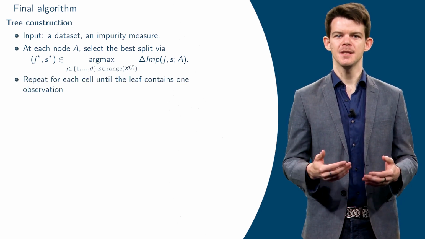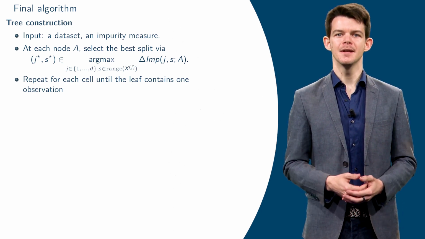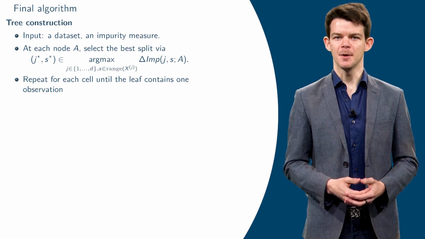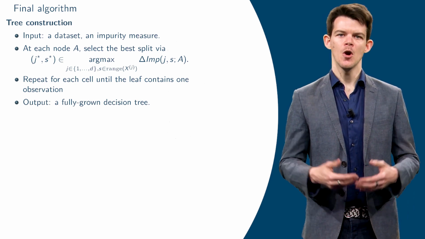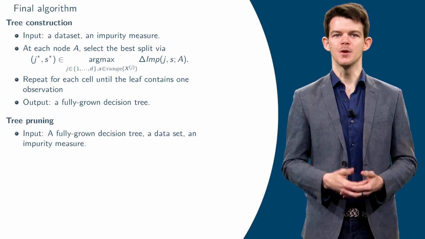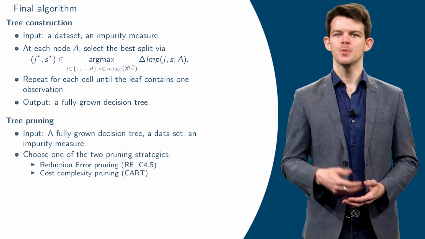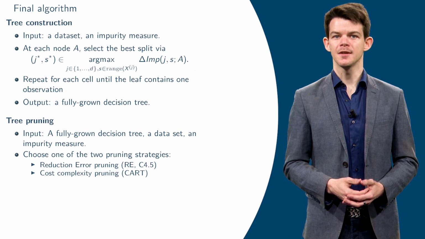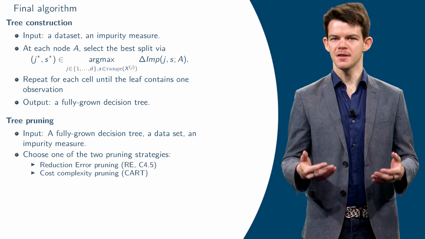This step is repeated in each cell of the tree until a stopping criterion is verified, typically until each leaf contains an observation. This is the default setting of the APA parameters, which leads to a fully grown decision tree. A pruning step is then applied. It takes as input the previously constructed fully grown decision tree, the dataset, and an impurity measure. Two pruning strategies can be used: a method based on the error computed on an external dataset, reduced error pruning, or a penalty approach, cost complexity pruning.